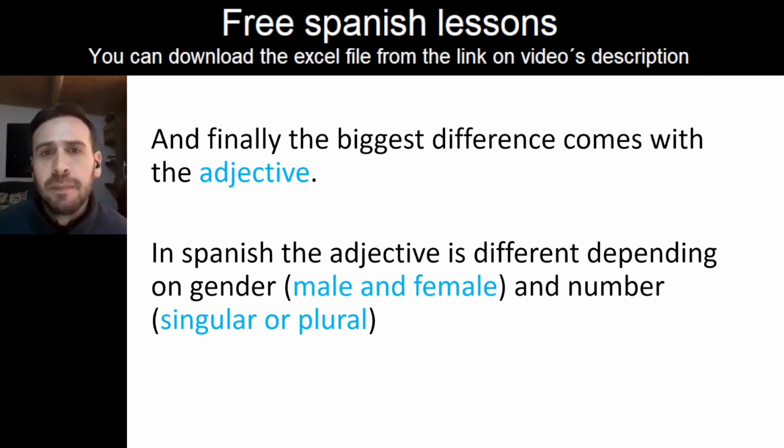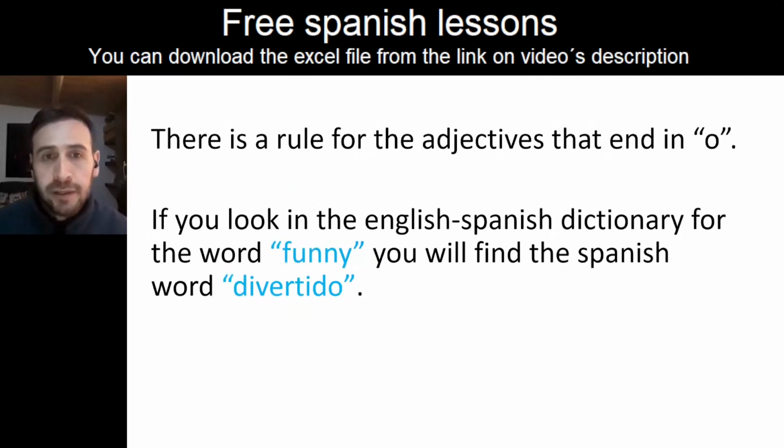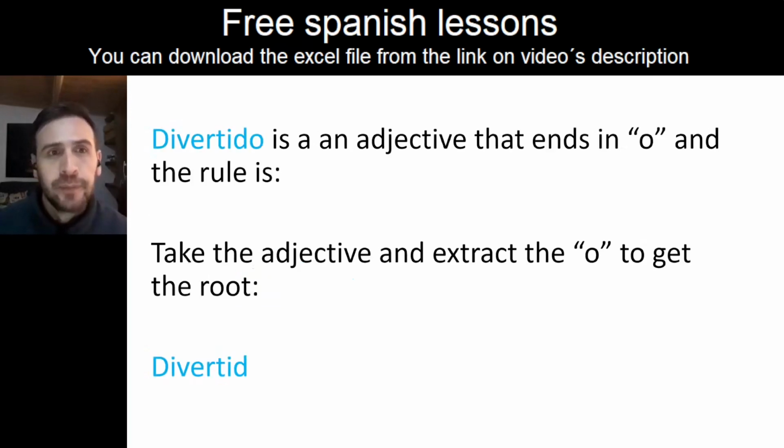And finally, the biggest difference comes with the adjective. In Spanish, the adjective is different depending on gender, male or female, and number, singular or plural. There is a rule for the adjectives that end in O. If you look in the English-Spanish dictionary for the word funny, you will find the Spanish word divertido.